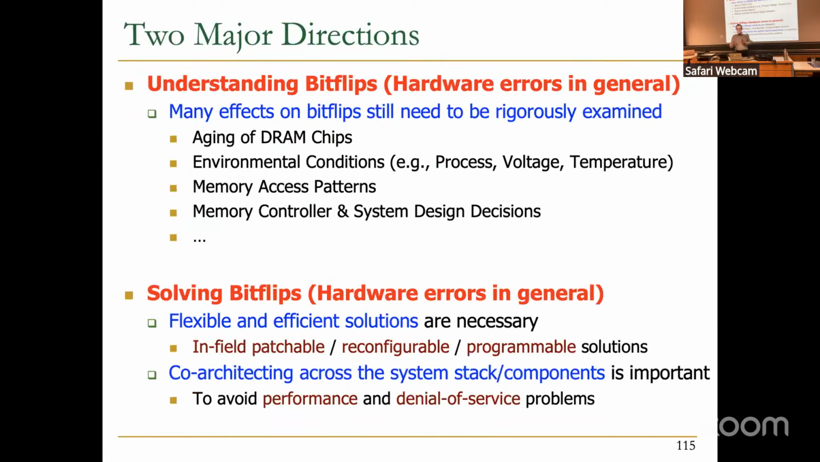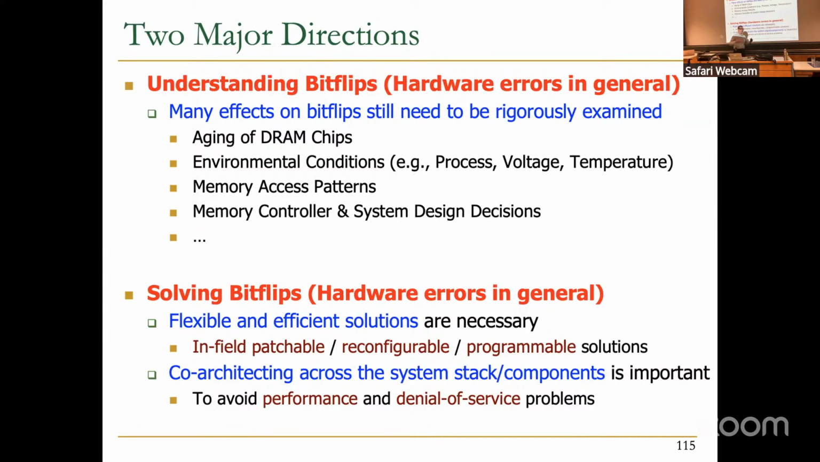So I think we're getting closer to the end, but there are 2 major directions that are really interesting going into the future. I showed the slide before. Essentially, we need to understand more, and there's a lot more to do. And we need to understand certainly memory errors, but also hardware errors in general. These days, people are talking about silent data corruption, for example. There's silent data corruption going on in CPUs also. I think that's also interesting.